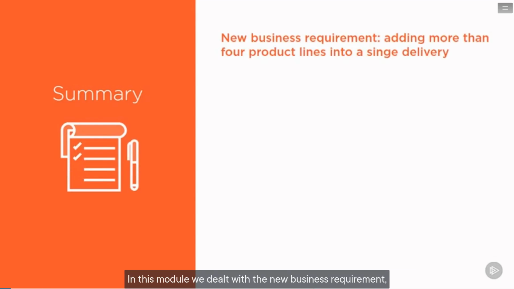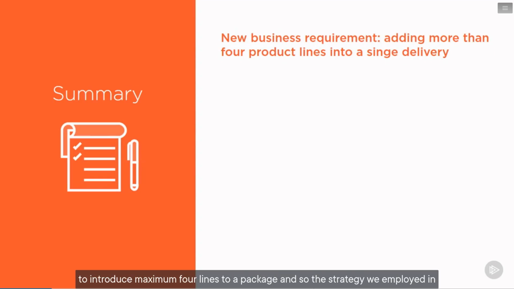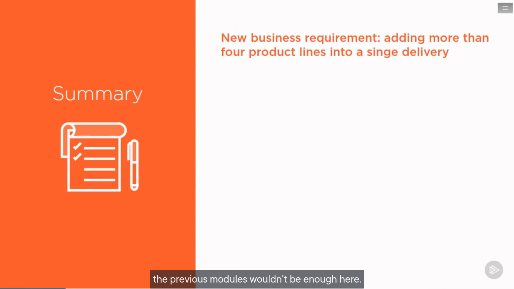In this module, we dealt with the new business requirement, adding more than 4 product lines into a single delivery. We couldn't implement it using the existing database, because it only allowed us to introduce a maximum of 4 lines to a package, and so the strategy we employed in the previous modules wouldn't be enough here. The old bubble could only work with the data that exists in the legacy database, and it could only do that in a way that is translatable back.